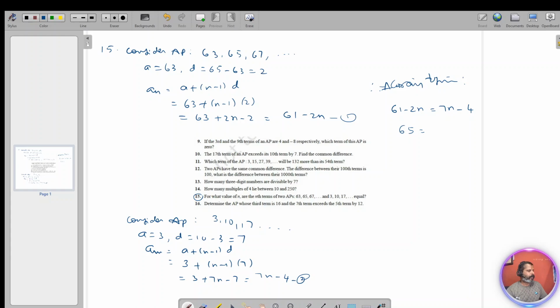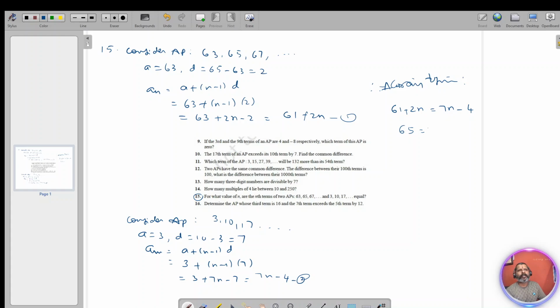Did I calculate that correctly? 7N minus 3 is plus minus 4? Okay, 65 is equal to 7N plus 2N. Just check out what we have done here. 63 plus 2N minus 2 becomes 61 plus 2N. It is plus 2N. My mistake. That is the reason. Okay.